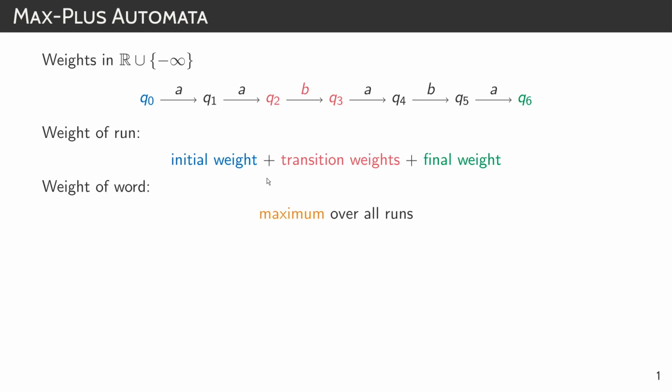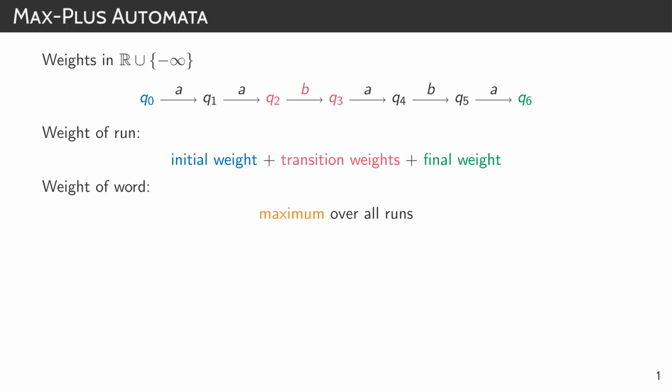Along a run, we accumulate a profit, and in the end, we are interested in what is the maximum profit we can get with our word. What you can see here is if one of the weights in a run is minus infinity, then the weight of the whole run is going to be minus infinity. So this run will not contribute at all to the weight of the word. In this sense, the weight minus infinity marks invalid transitions or non-initial, non-final states.